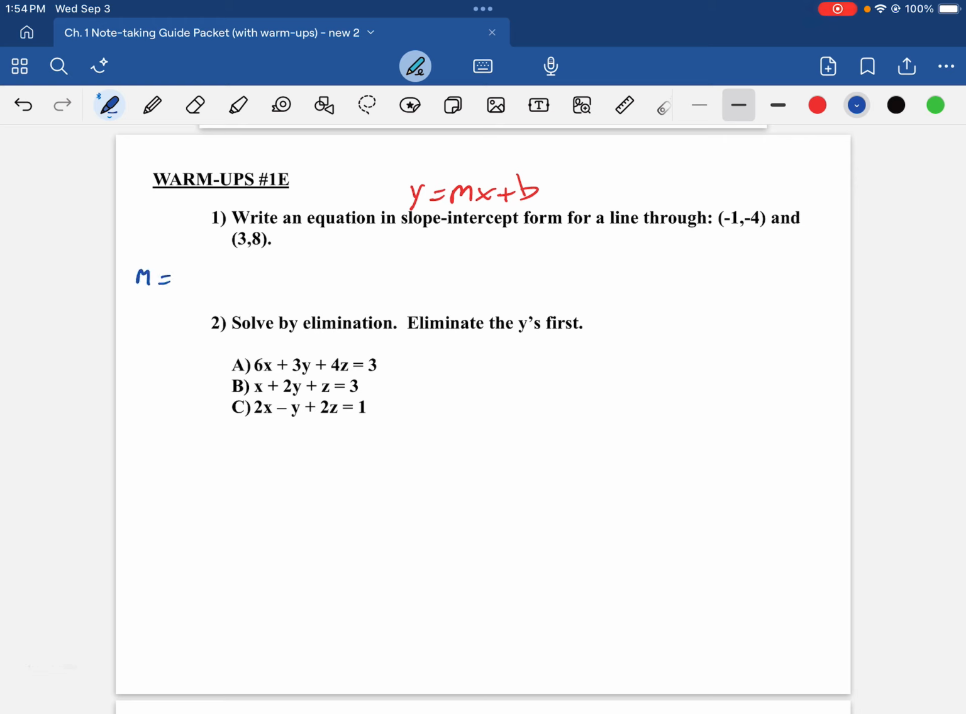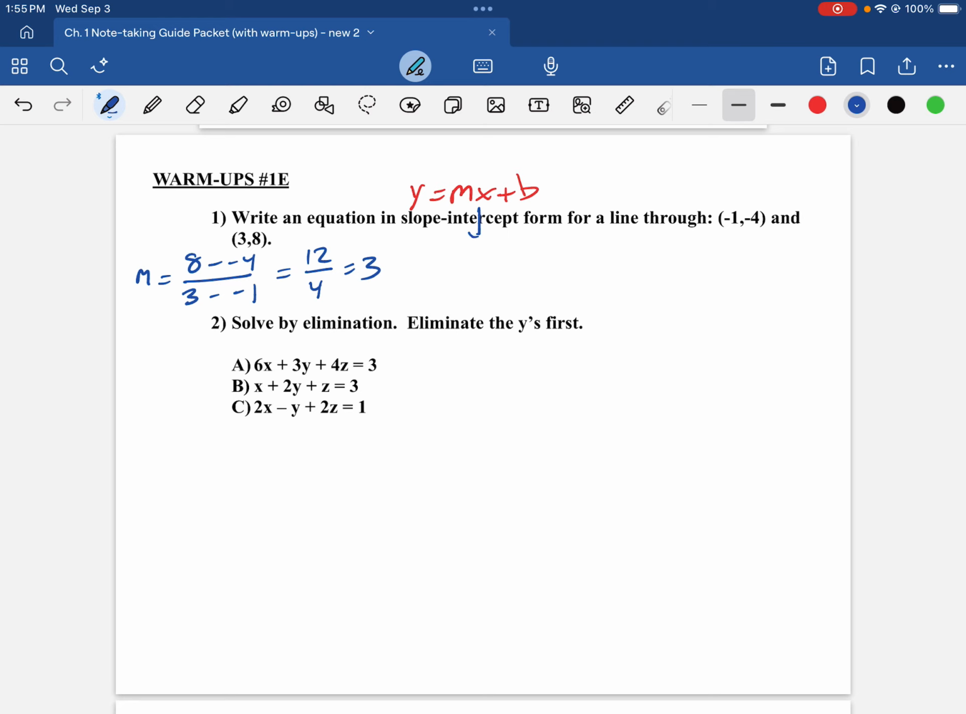So I'm going to subtract the y's in the numerator, 8 minus negative 4. And in the denominator, I'll subtract the x's, 3 minus negative 1. So 8 minus negative 4 is 8 plus 4, so that would be 12. On the bottom, that would be 3 plus 1 for 4. So the slope is 3, okay?